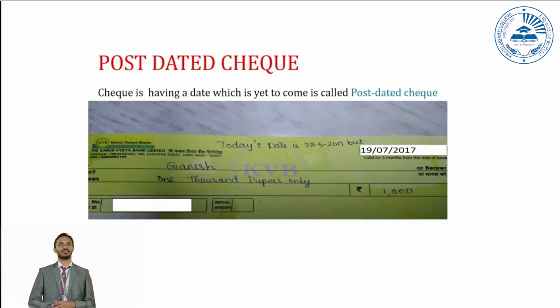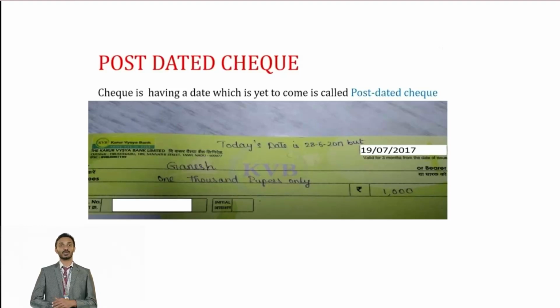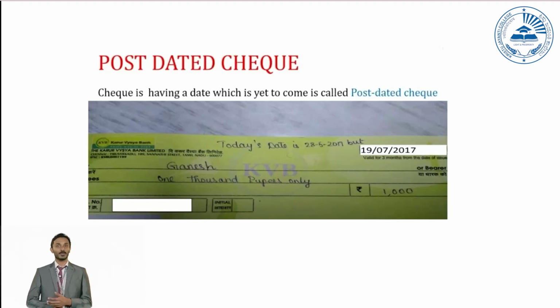Obviously, what is the next category of check? It is the PDC, or post-dated check, right? In future, that means the date is yet to arrive. So as of now, I can issue a check to another person or a payee by putting the date of next week. What happens to the payee? The payee has to wait until the due date. On or after the due date only, he can encash the check. So a check having a date which is yet to come, that is in the future, is known as a post-dated check.